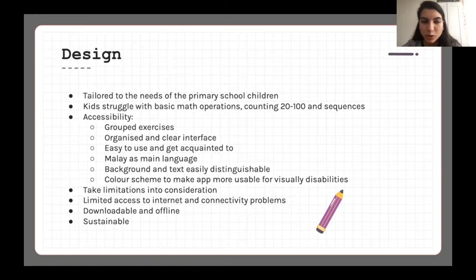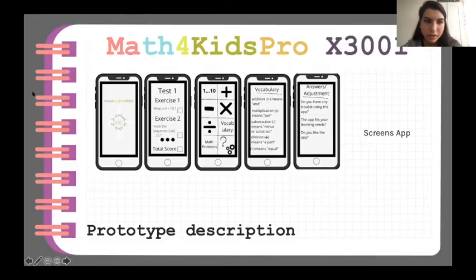Okay, so next we also took the limitations into consideration. And we already know that the children have limited or no access to the internet, and they might experience connectivity problems. So therefore, the solution is downloadable and usable offline. And the last important point is to make the app sustainable, as we mentioned earlier. Okay, so now Maria will provide the prototype description.